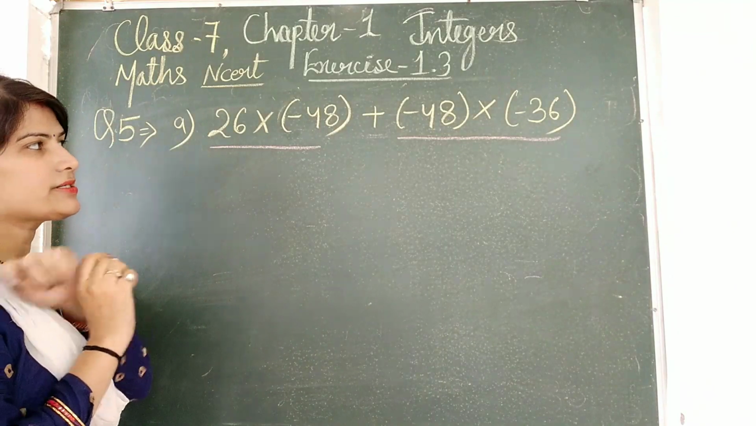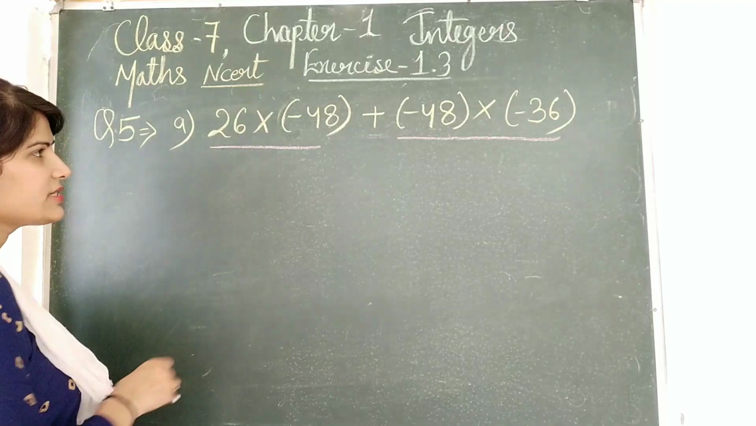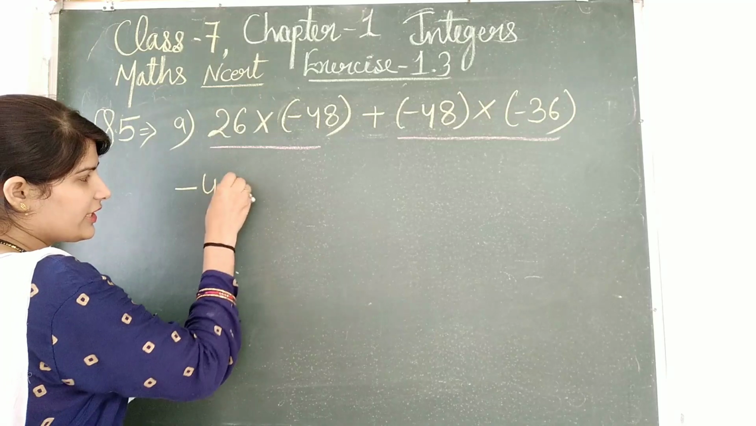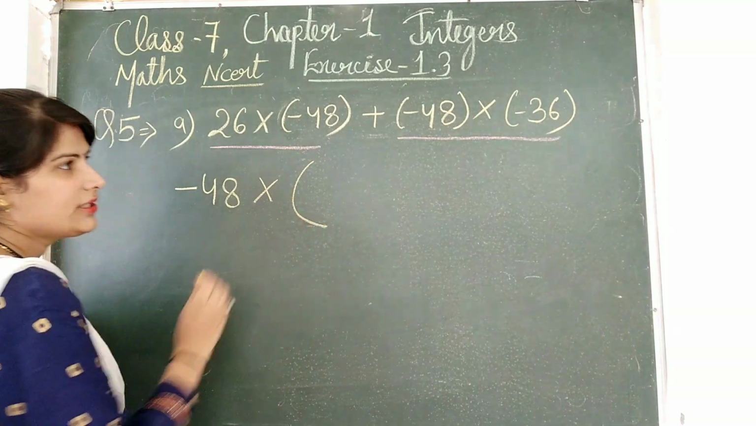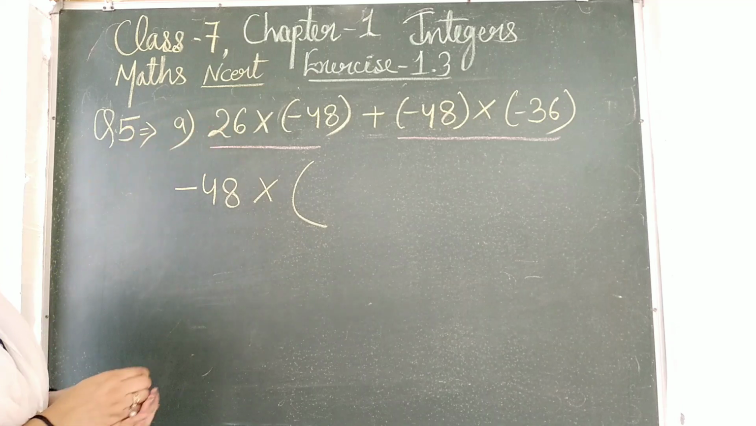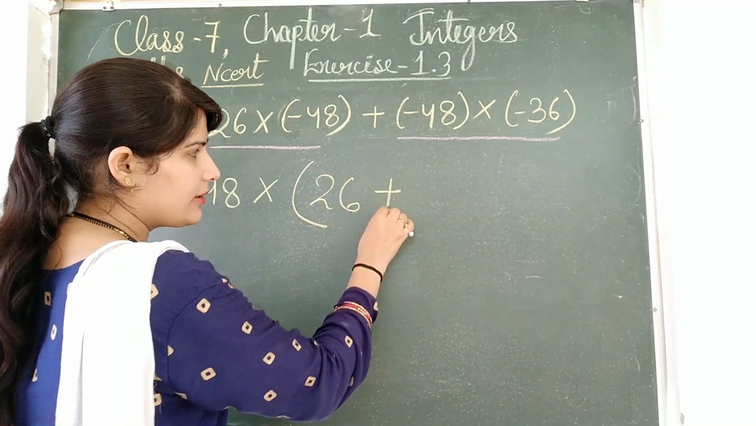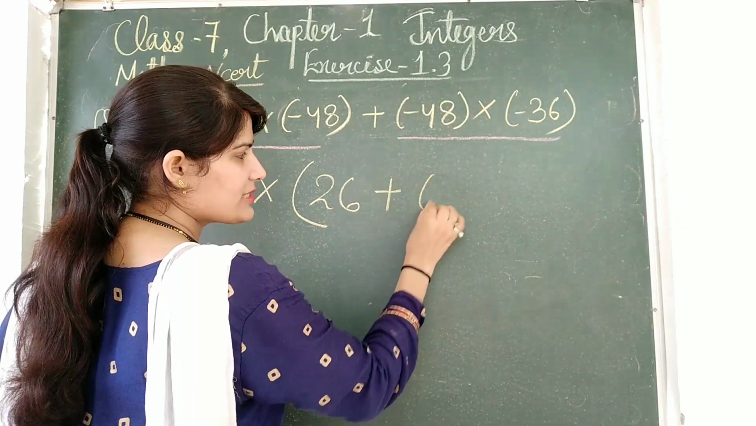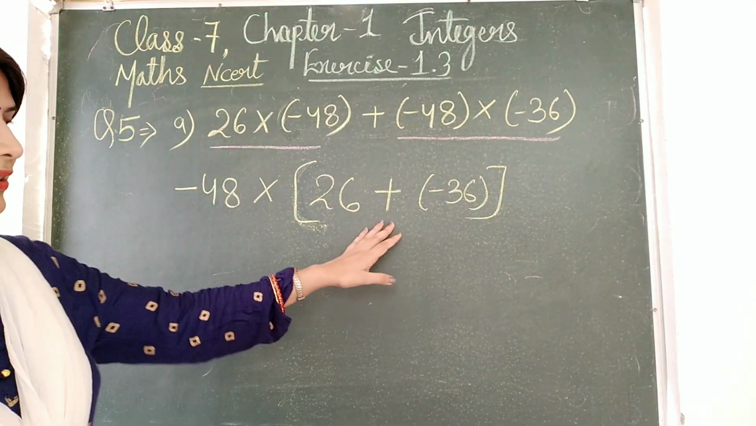Okay, now what is the common digit? Here is 48 and here is also 48. That means we have to take out the common digit, minus 48. One time multiply, bracket, and what is left? If you take out 48, obviously 26 is left. Then the separation sign plus, and if you take out minus 48, what is left? Obviously minus 36. Now we have to solve this first.